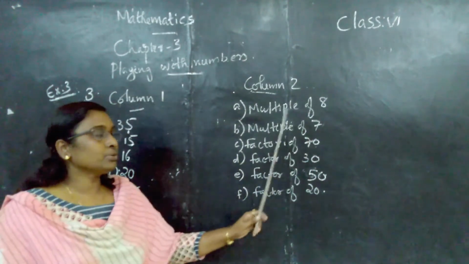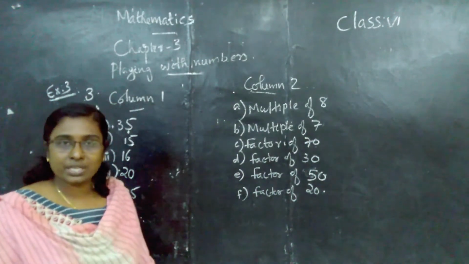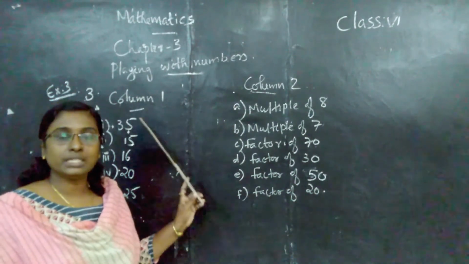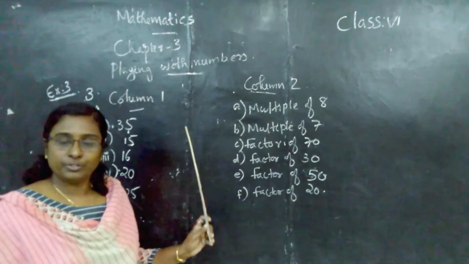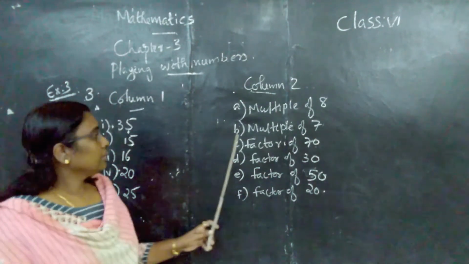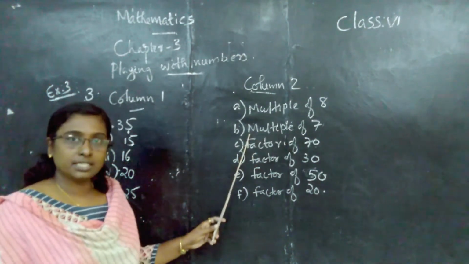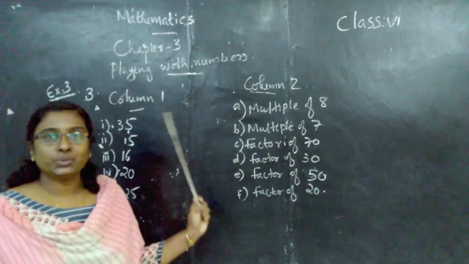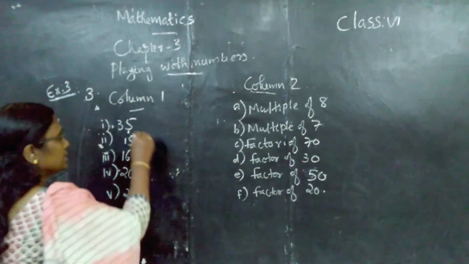Then, multiple of 7. What are the multiples of 7? 7 into 1, 7 into 2, 7 into 3, 7 into 4. So, these numbers are 7, 14, 21, 28, 35. So, 35 is a multiple of 7.